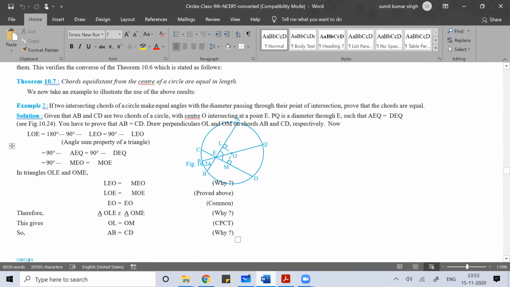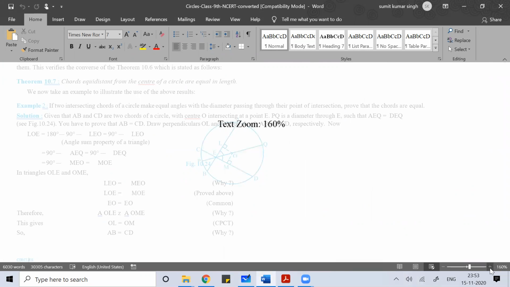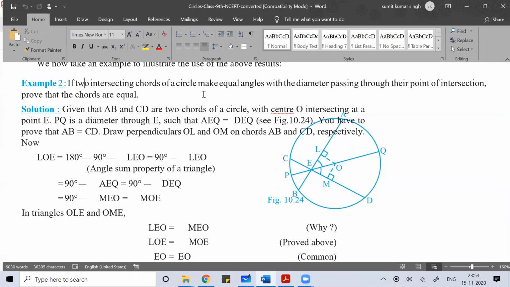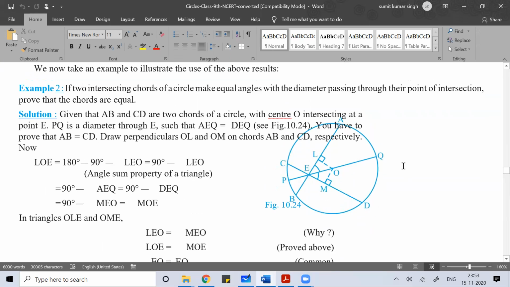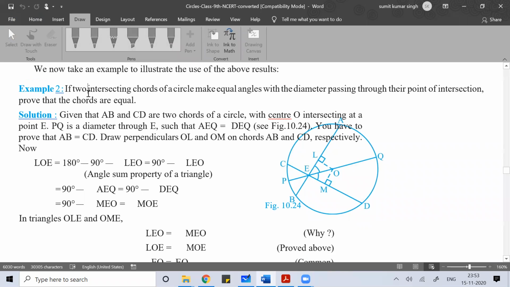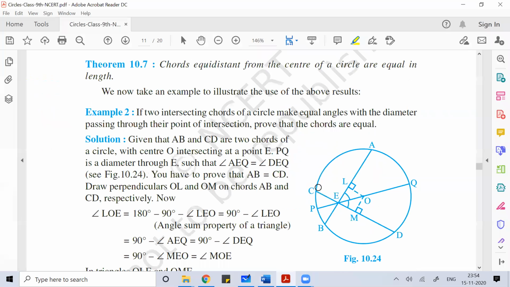So here, this is what I'm talking about. You can see this. Suppose this is the circle, and here two intersecting chords are there. So if you see here, you can see what construction you have to do.